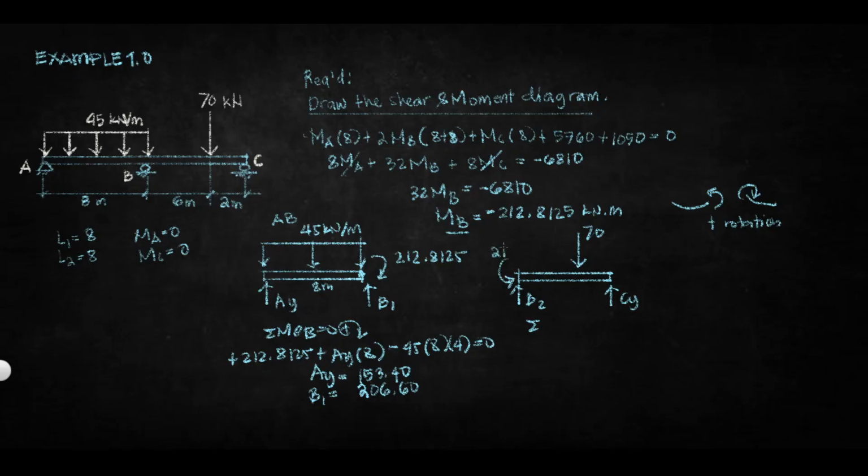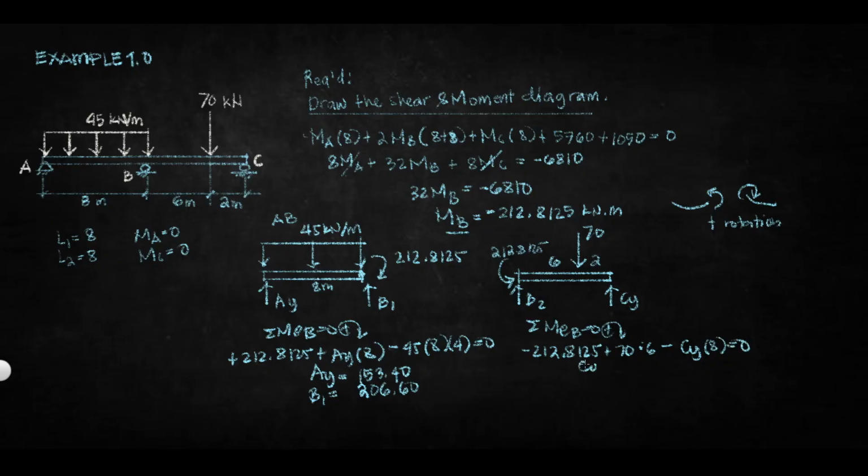So, ito yung 212.8125. The moment tayo sa B, at B is equal to 0, positive clockwise. So, lagay po natin yung mga dimension para hindi mawala. So, we have first negative 212.8125 plus 70 times 6. And then we have minus. So, minus to CY times 8, which is equal to 0.